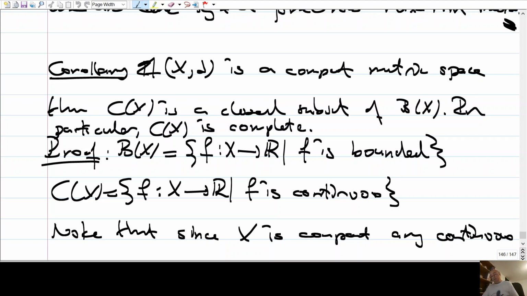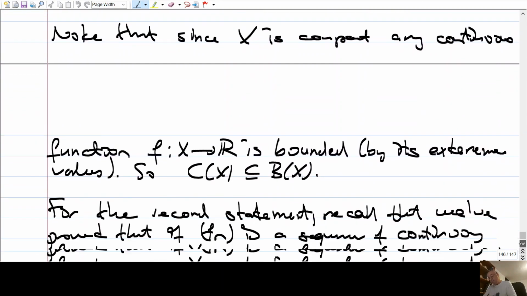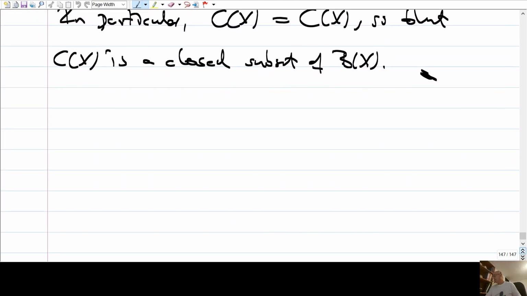Right. So, last time we proved this corollary that if we have a compact metric space, then the space of continuous functions, considered as a subset of bounded functions on X, is a closed subset. And since we know that bounded functions form a complete metric space under the supremum metric, being a closed subset of that, C(X) becomes complete itself. So that was our last result.